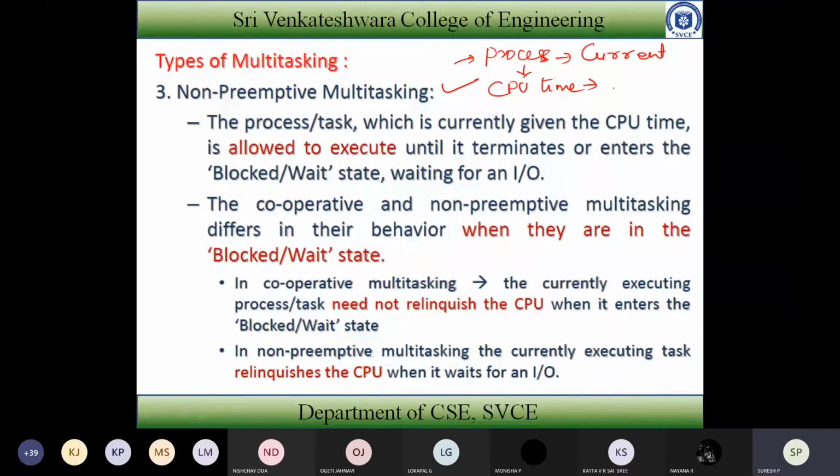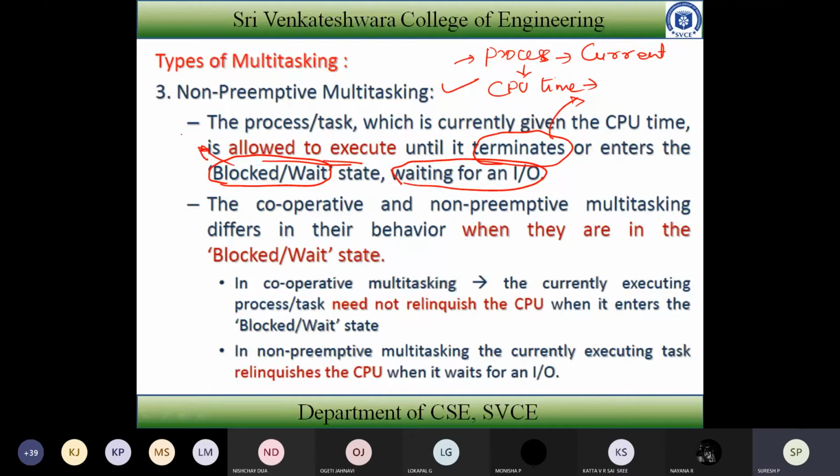Until it terminates, or it is waiting for an IO operation to be completed. The process which is currently given the CPU time is allowed to execute until it completes its operation or terminates, or until that particular process goes into the blocked or wait state, waiting for an IO operation to be performed. These are the three scenarios where your CPU time will be given.